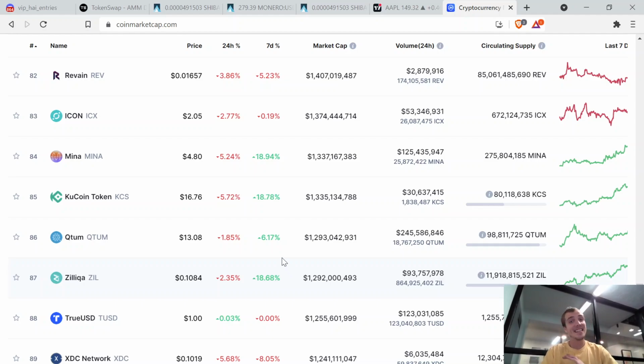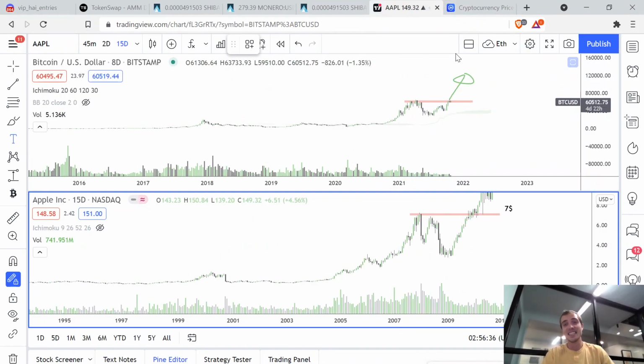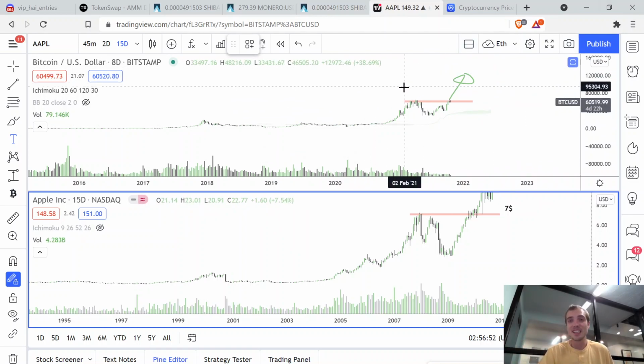This bull market is not done yet, as you guys can see. We have a lot left in Bitcoin. And like I said, any of you VIP members that watch this, go check for the targets on Bitcoin and my targets on Shiba Inu as well throughout the rest of the bull market to get an idea of just how high the prices are really going to go.